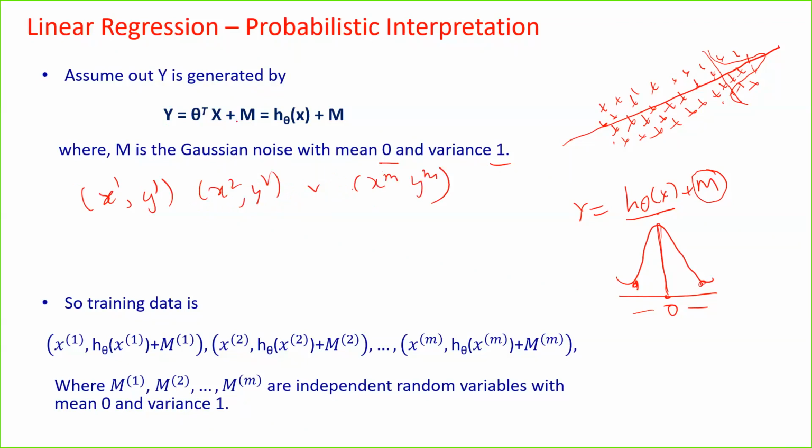Okay, now you're saying y is equivalent to h theta of x plus m. So it means yi is equivalent to h theta of xi plus some Gaussian noise mi. Right. So instead of yi, can I write and formulate the problem like this: (x1, h theta of x1 plus m1), (x2, h theta of x2 plus m2), up to (xm, h theta of xm plus mm)? Can I say that?